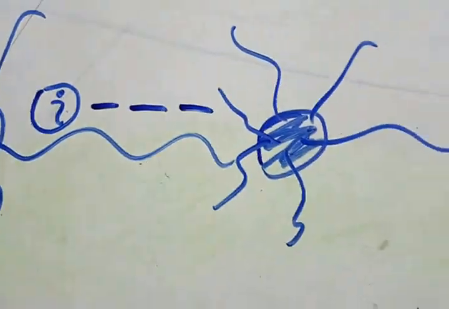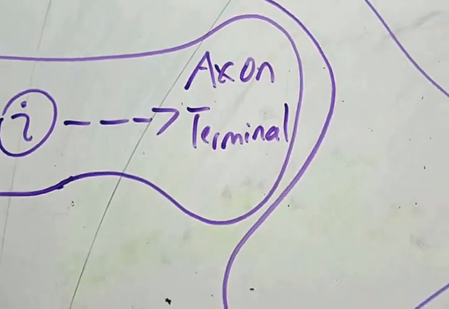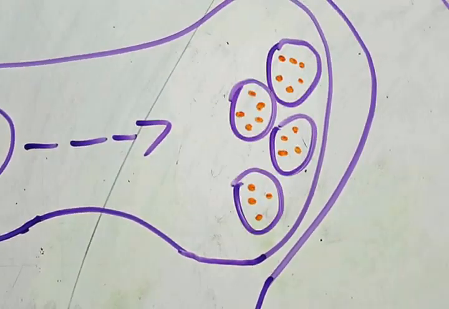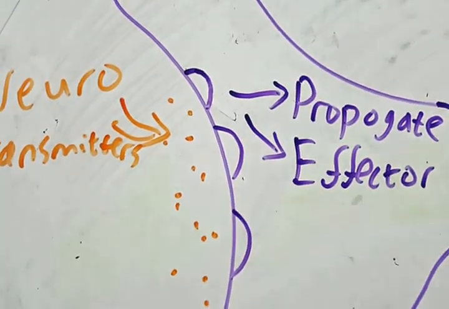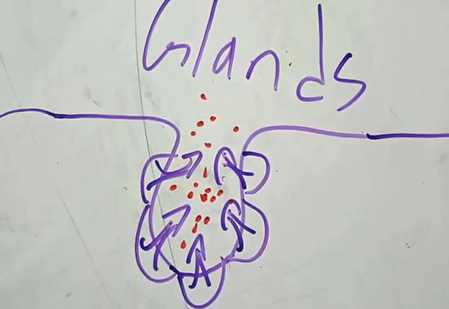Anyways, as information passes from neuron to neuron, the electrochemical signals reach the axon terminal, ending at a synapse. There, vesicles containing tiny neurotransmitters are released into the synapse and either propagate through another neuron or stimulate an effector. Whether it's a muscle that contracts or a gland that releases hormones.